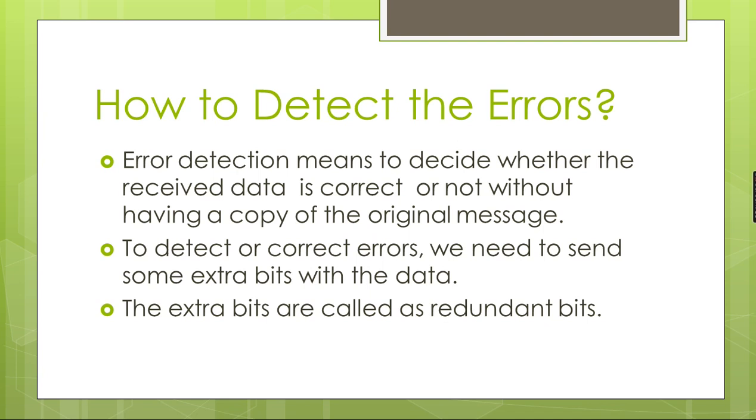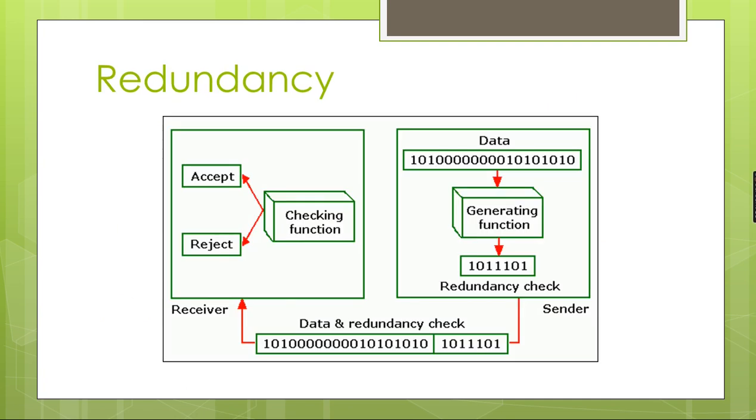To detect or correct the errors, we need to send some extra bits with the data. While sending from the sender's end, we need to send some extra bits with the data so that we can understand whether the bits are correct or not, whether errors occurred during the transmission or not. The extra bits which are sent along with the data are called redundant bits.